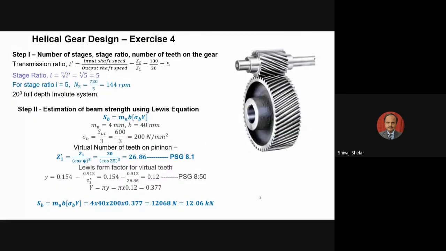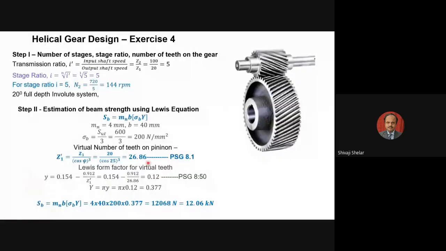This is a very important step. If you make a mistake in this step, the entire design or analysis calculation is going to become wrong. From page number 8.50, we got this formula for 20 degree pressure angle. In this formula, we put the value of Z1 and we get small y is equal to 0.12. Since capital Y is equal to pi into y, we get this value as 0.377. So that is the capital Y value.